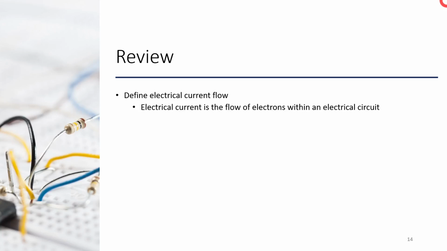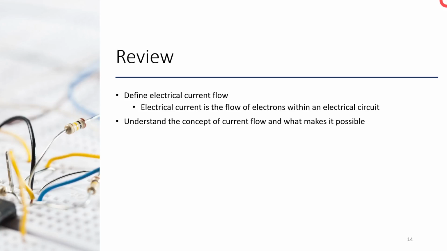Okay, let's review. Define electrical current flow. And like we did in the previous lesson, let's pause, think to yourself, and then come back to see the answer. Electrical current flow is the flow of electrons within an electrical circuit. We actually get the term electricity or electrical from electron because electrons are what actually move in an electrical circuit.